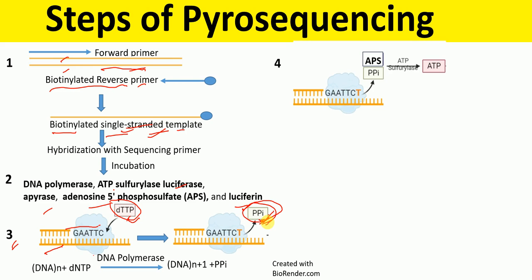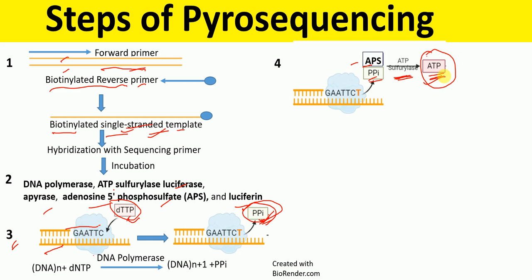In the next step, this pyrophosphate molecule will be converted into ATP by the enzyme ATP sulfurylase. The ATP sulfurylase converts pyrophosphate into ATP in the presence of adenosine 5' phosphosulfate, APS. So now the ATP has been synthesized. This is the ATP here.